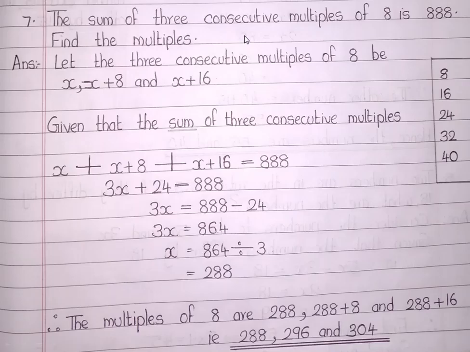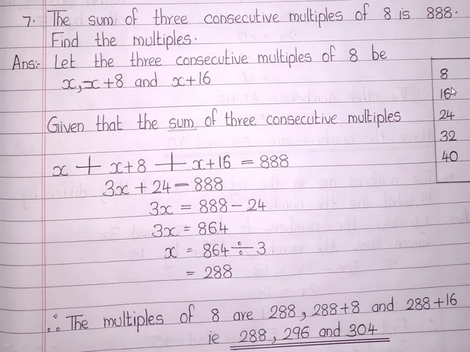The sum of 3 consecutive multiples of 8. Consecutive multiples of 8. Students, you can see the multiples of 8 here: 8, 16, 24, 32, 40. I have written the first 5 multiples of 8. What is the relation between the first 2 multiples? 8 plus 8 is 16. 8 plus 16 is 24.